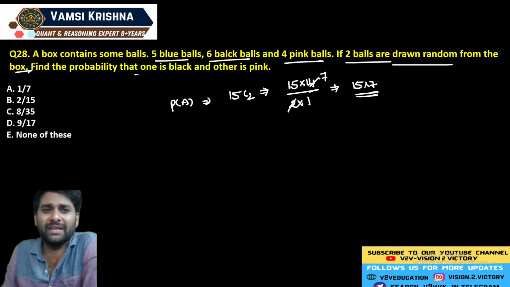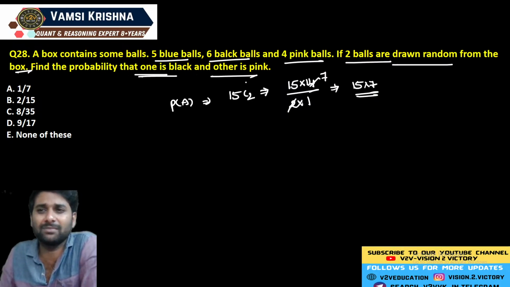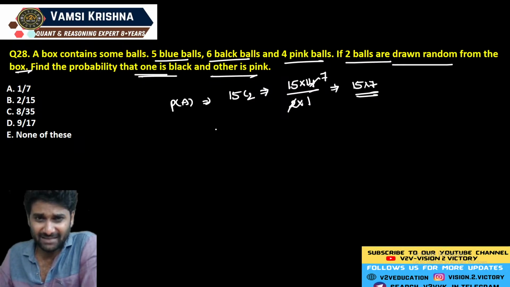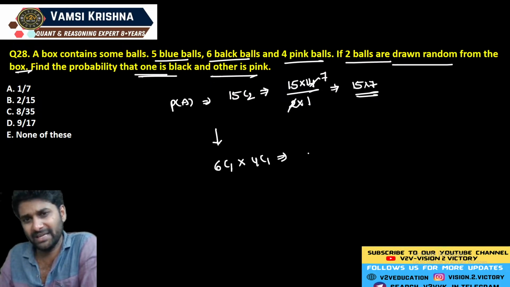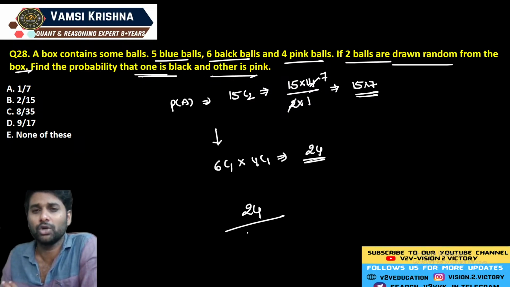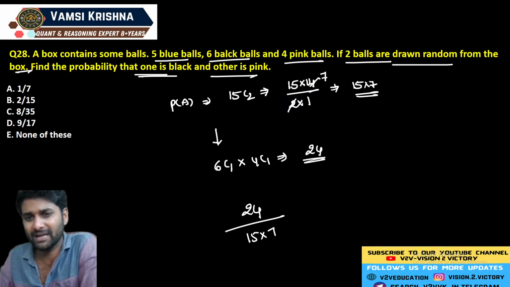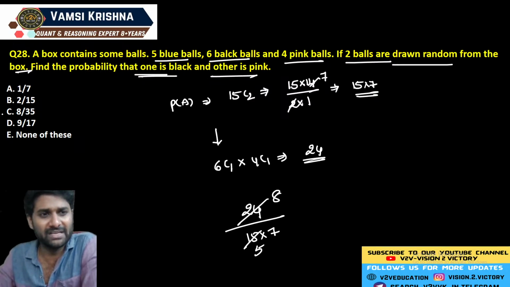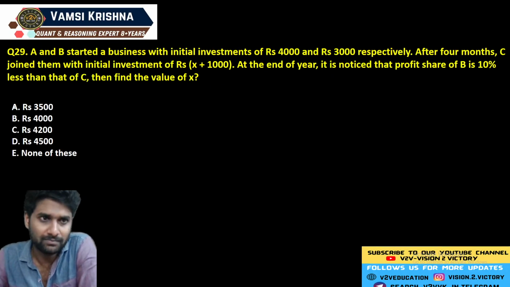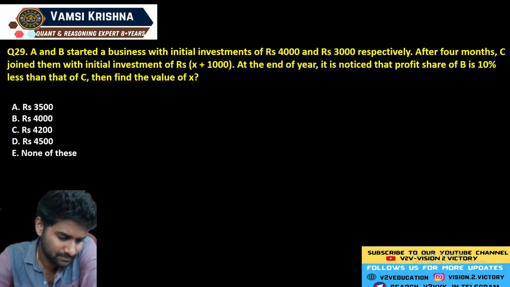Next question, what is the probability that the two balls are one black ball and another pink ball, guys? What is the probability of getting a black ball? 6C1. So what about the pink? 4C1. So the total number of favorable cases is 6 fours are 24. Now the question: the probability of getting two balls from the box, one black and the other pink. What is the probability? 24 divided by 15 into 7. 3 eights are 24, 3 fives are 15. So here the probability is 8 by 35.